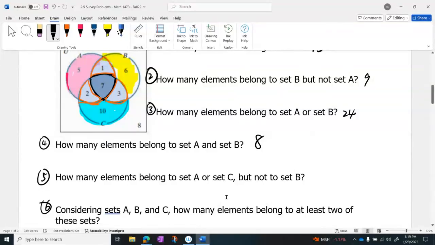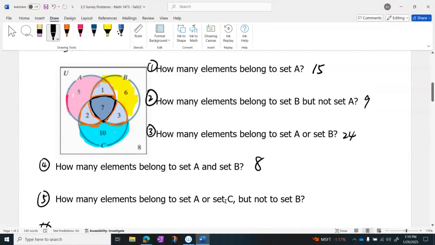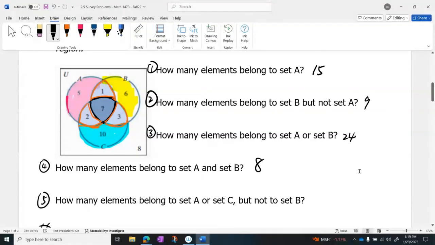How many elements belong to A or C but not B? Which region in the Venn diagram represents the set of elements belonging to A or C, but not B? I'll give you a little bit of time. On your scratch paper, you should have the diagram and you should do what I do. Draw the region, clarify which region we are talking about.